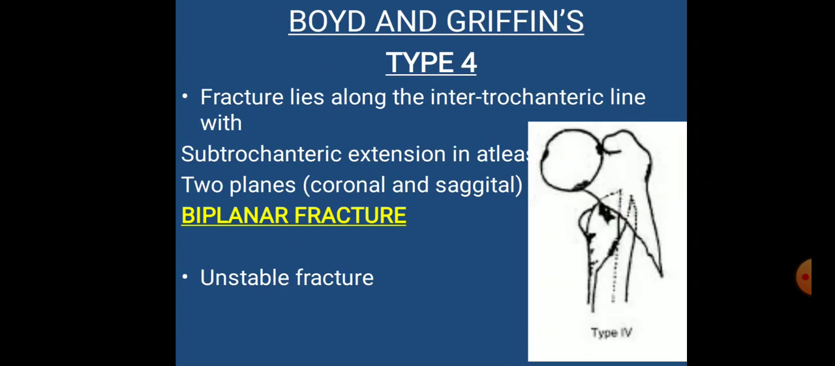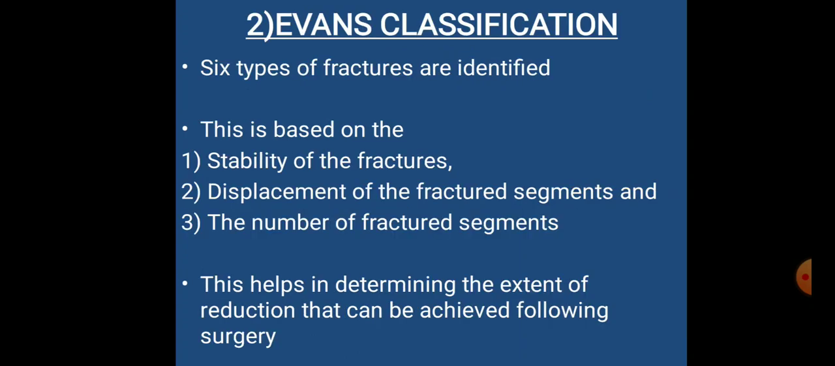Type 4, the fracture lies along the intertrochanteric line with subtrochanteric extension in at least 2 planes, that is sagittal and coronal plane. You can see a biplanar fracture here. It is an unstable fracture. A subtrochanteric fracture we can say is up to 5 cm below the lesser trochanter.